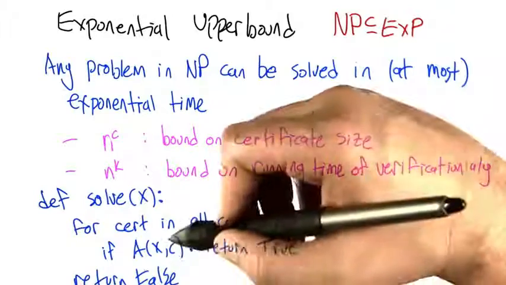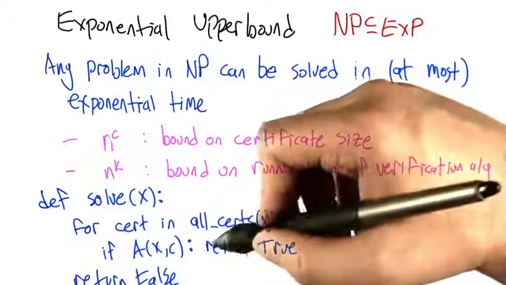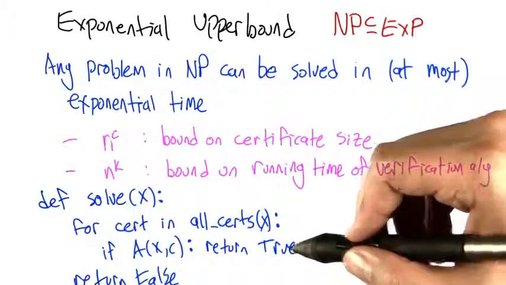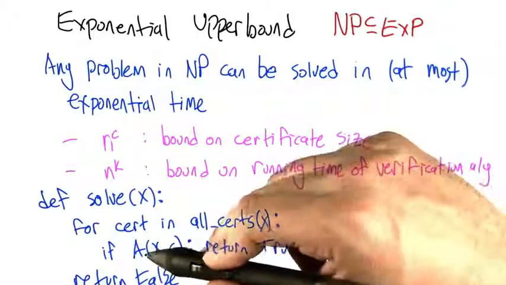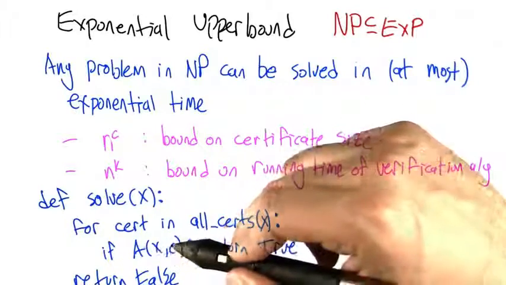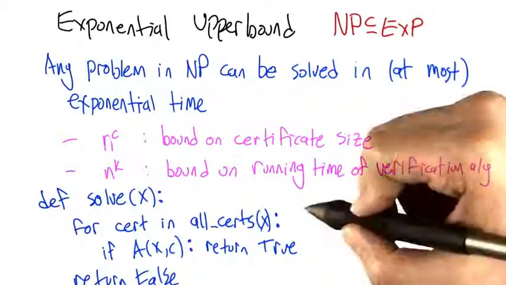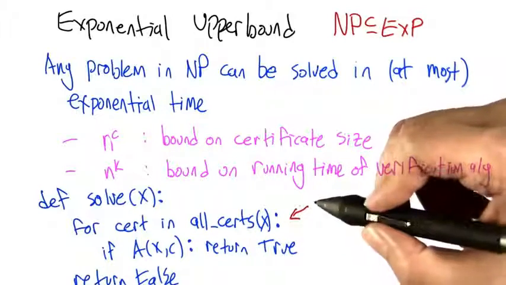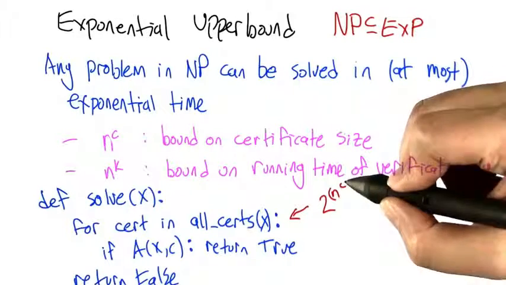And if the verification algorithm ever says, oh, yeah, that's something that shows that x is true, then we can return true as the solution for the problem. And if we run through all the possible certificates and none of them make the verification algorithm return true, then we can return false. And the running time of this algorithm is, well, the number of times we go through this loop is like 2 to the n to the c.